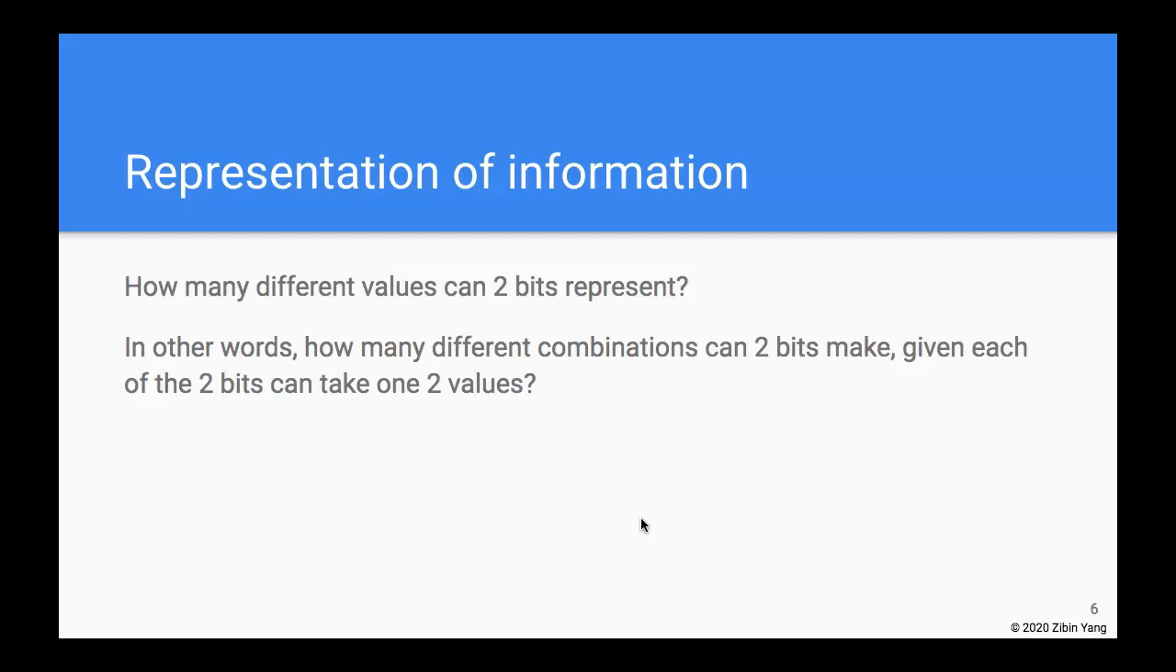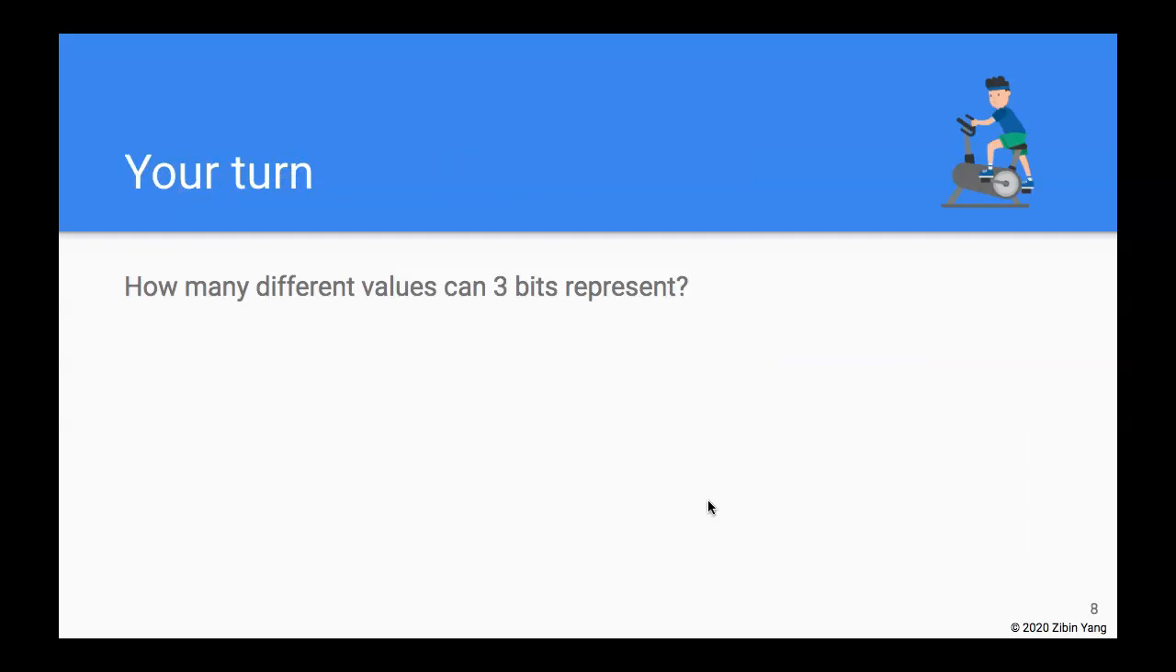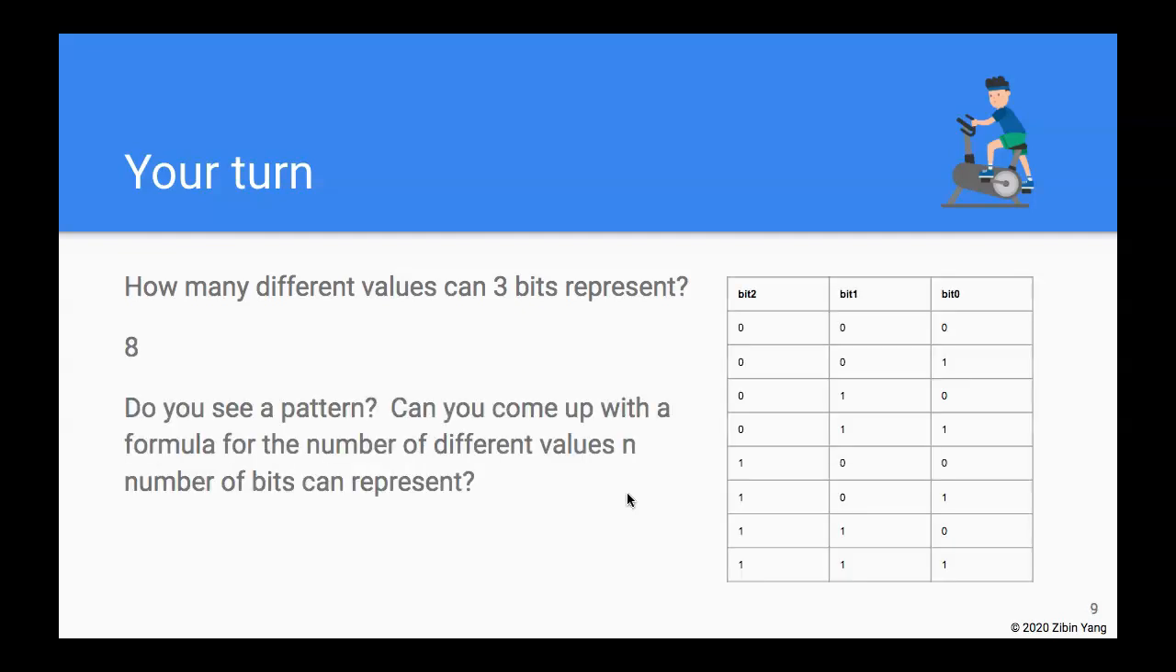Well, it turns out if you write them all out, there are four combinations. We can take it to the next level. So what if there are 3 bits? How many different values can 3 bits represent? Pause the video, and maybe think about this for a moment. If you write out all the possible combinations, and here is a table of them, there are 8 different values that 3 bits can represent.